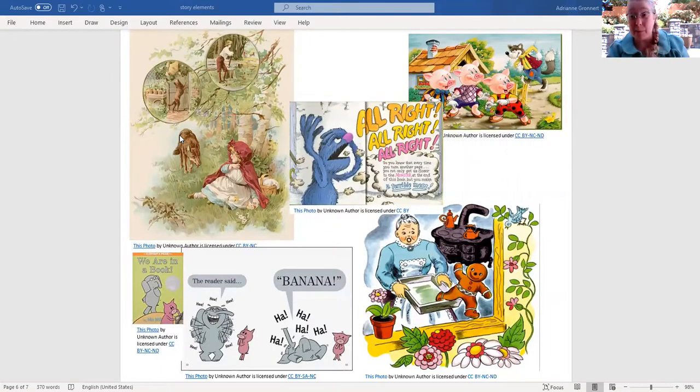The problem is the big bad wolf wants to eat everybody. The solution is the woodcutter comes and saves grandmother and Little Red.